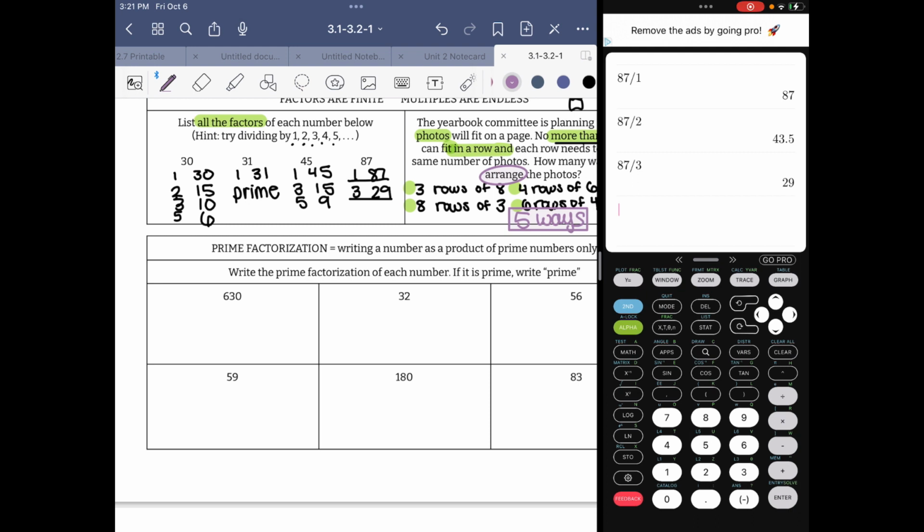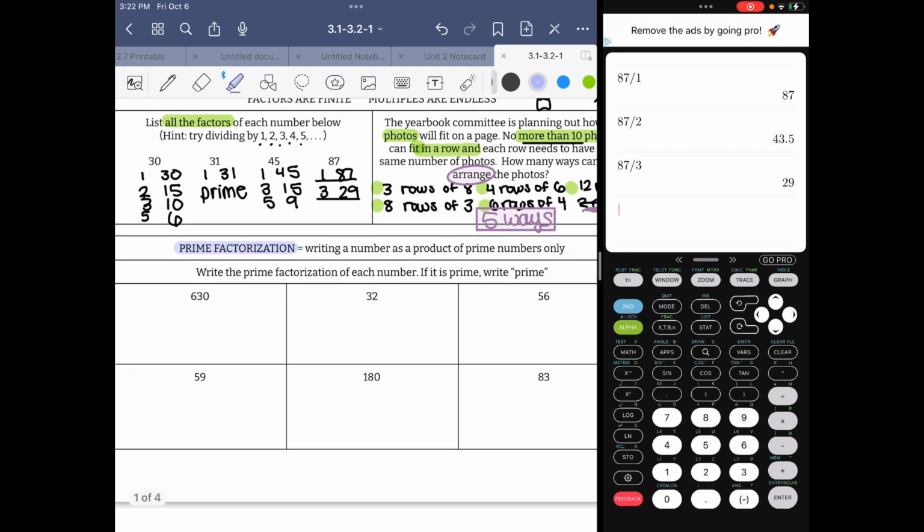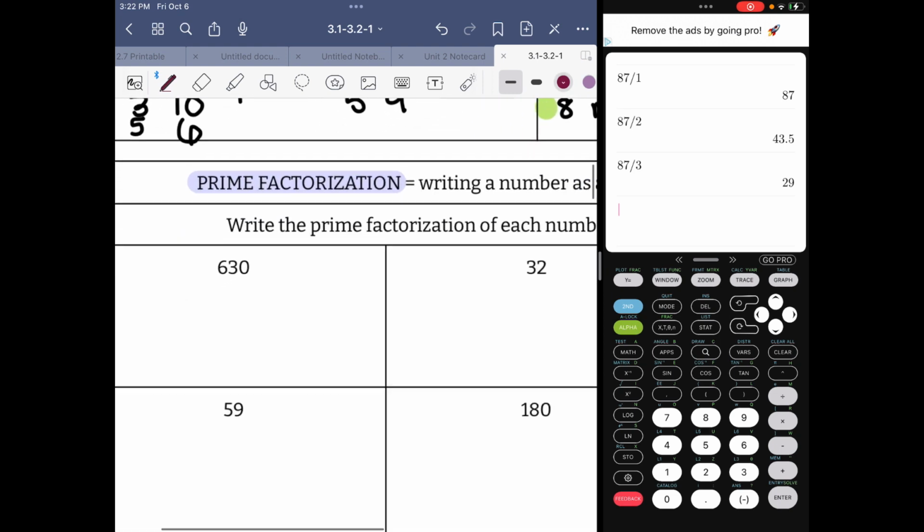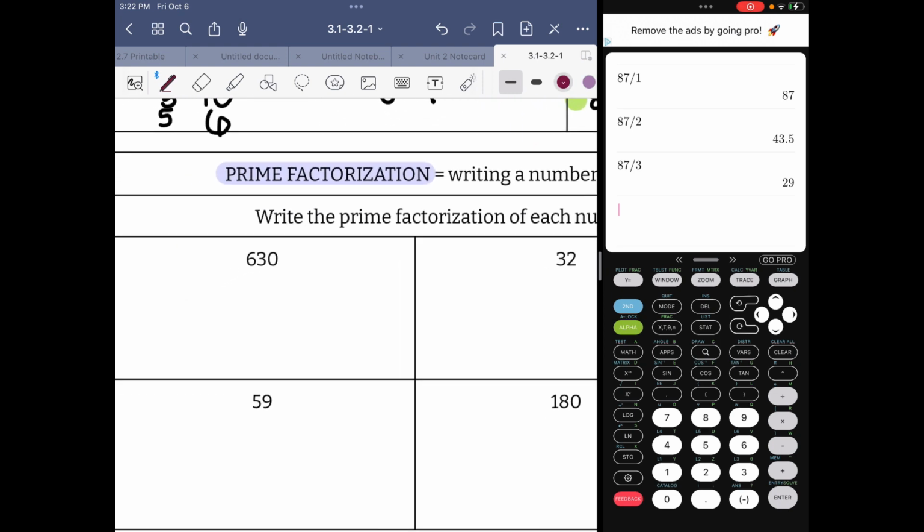Okay, now the last topic for today is called prime factorization. Prime factorization is where you write a number as a product or a multiplication of prime numbers only. So we're going to break these numbers down as far as they can go. Let's take a look. The first number is 630. To start with, you just need to find 2 numbers that multiply to 630.